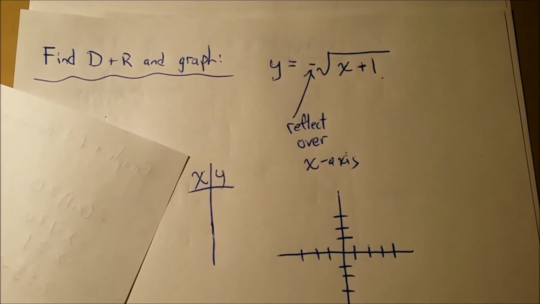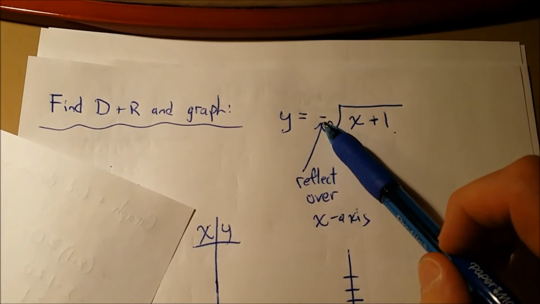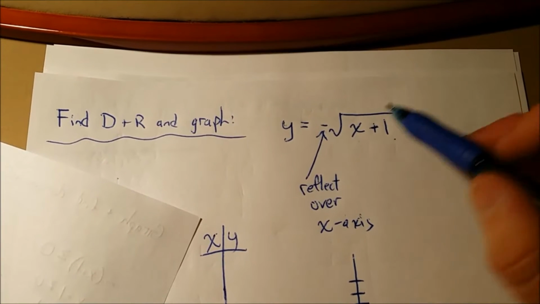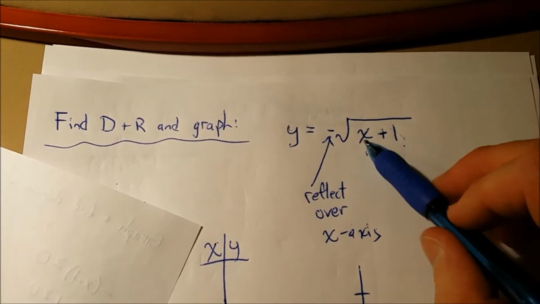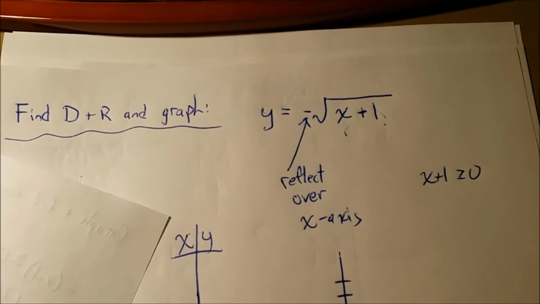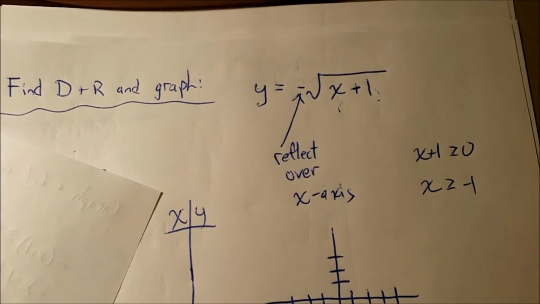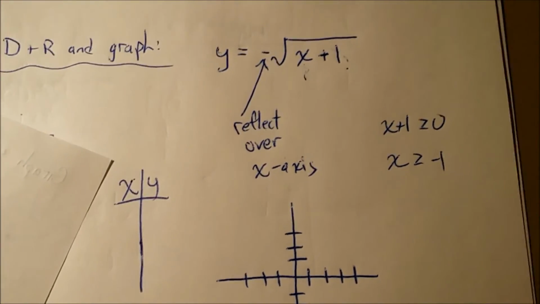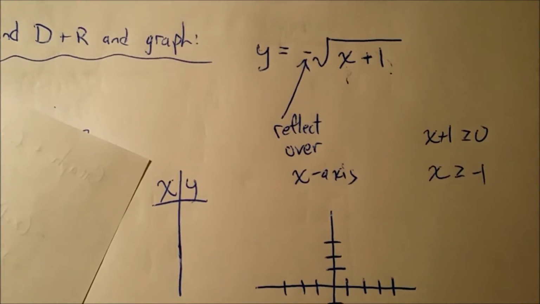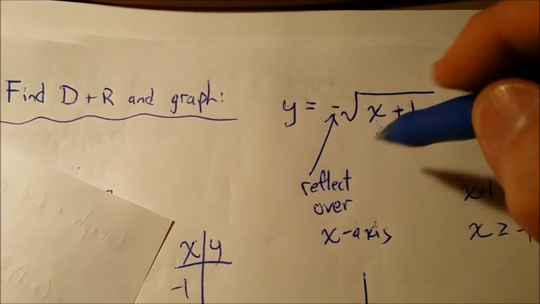I'm going to find the domain and range and graph of this radical function here. I'm just going to point out that if you have a negative outside the radical sign, it's going to reflect over the x-axis. First thing I like to do is figure out what I can start plugging in. So for x plus 1, I'm going to set it greater than or equal to 0, because that's the condition that has to happen in there. And I'm going to solve, and I'm going to get that the x values I plug in have to be greater than or equal to negative 1, which is great. So if I plug in negative 1, I'm going to get the square root of 0.